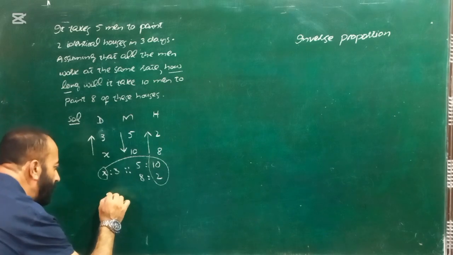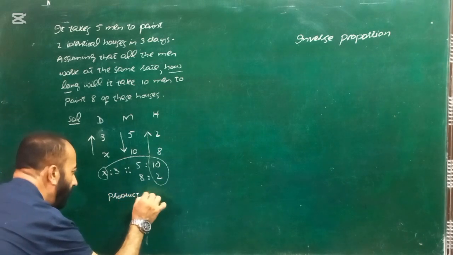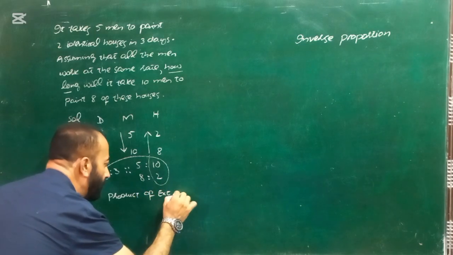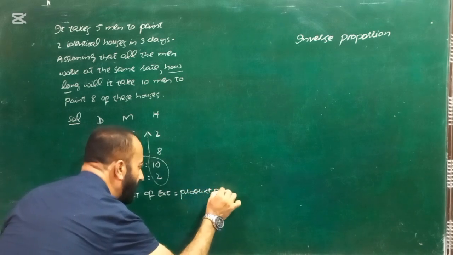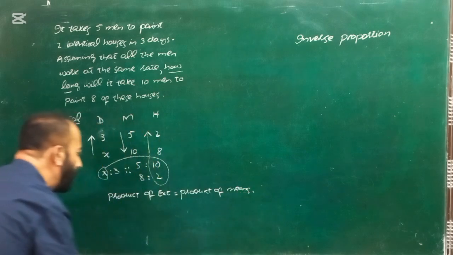So the formula is: product of extremes is equal to product of means. So this is the formula that will be used. Now you will put values here.